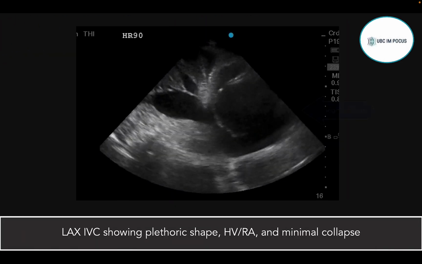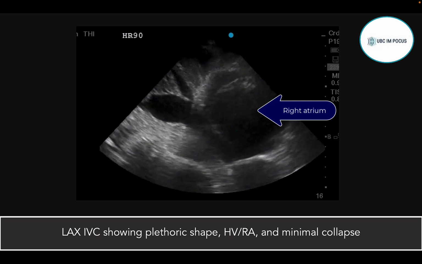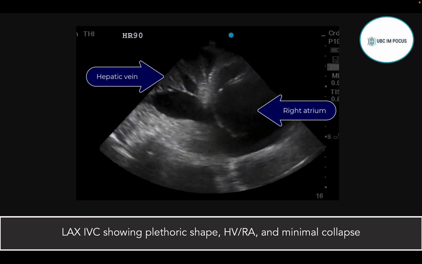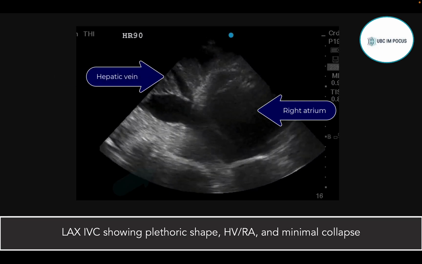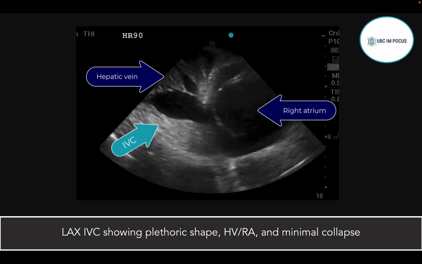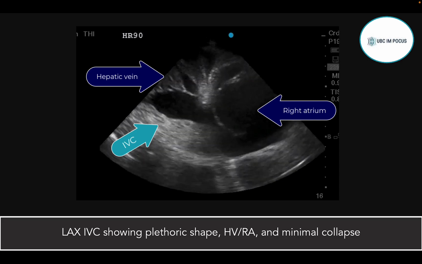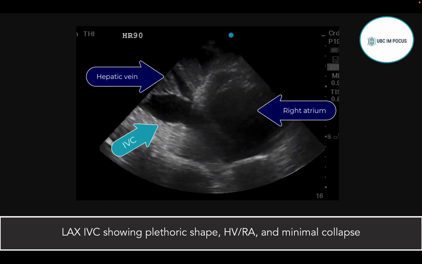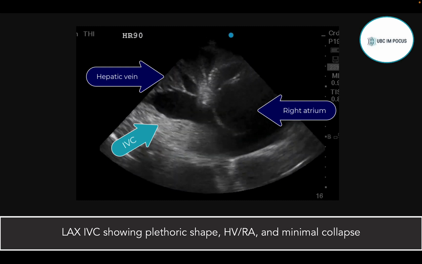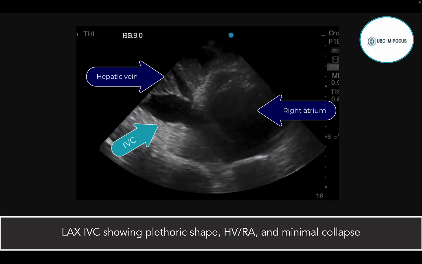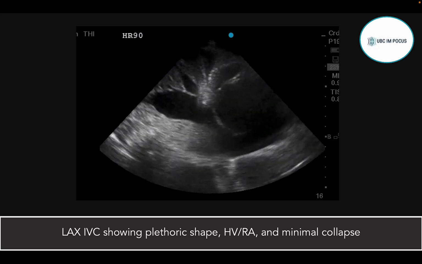Here's a long axis IVC, a huge right atrium taking up a lot of our screen there, a bit of a hepatic vein draining into it, and then a big IVC, minimal respiratory variation, just looking very plethoric here. So we could pause this when we had a good picture and good bright parallel IVC walls and measure this, but even just looking at it without measuring, I would say this IVC is quite plethoric.